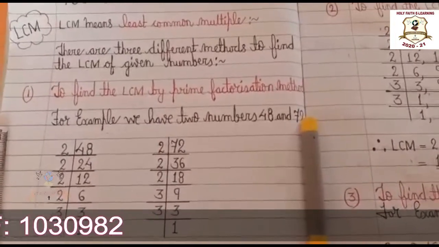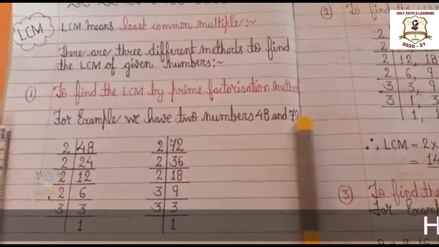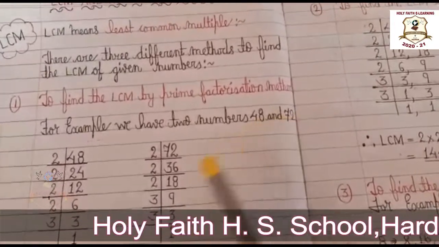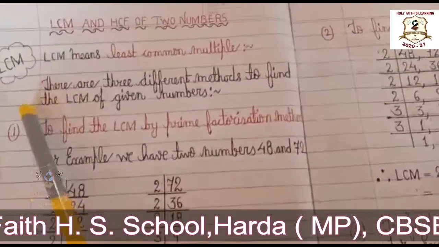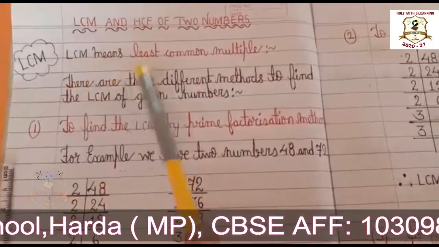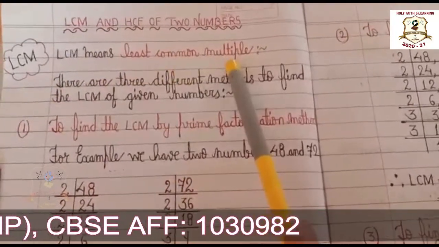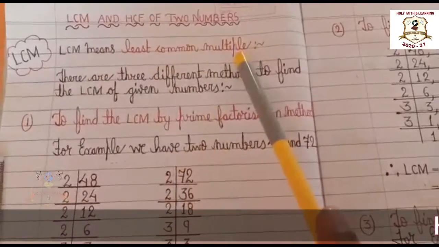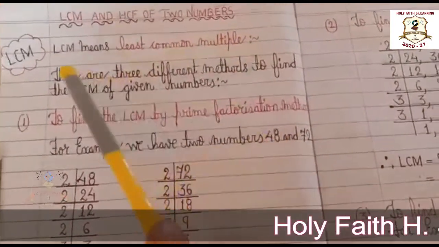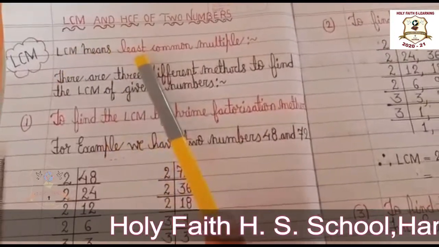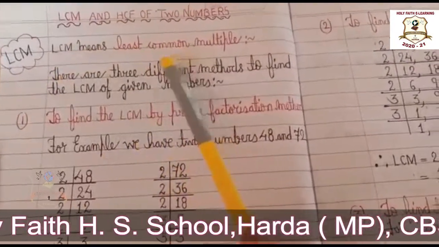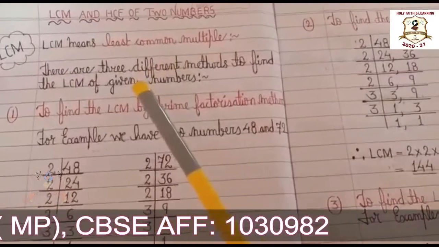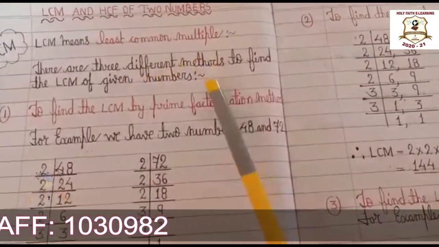From today we are going to start some basic concepts related to your math subjects. Our first topic is LCM. What is the LCM? LCM means least common multiple. L stands for least, C is for common, and M is for multiple. So the full form of LCM is least common multiple.